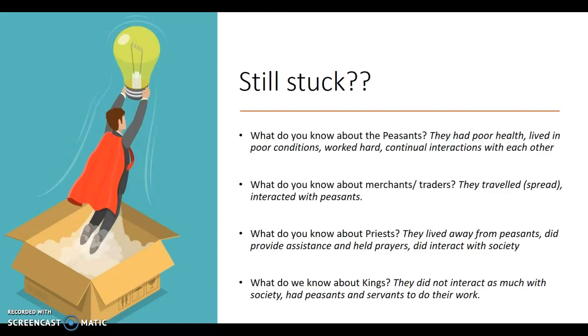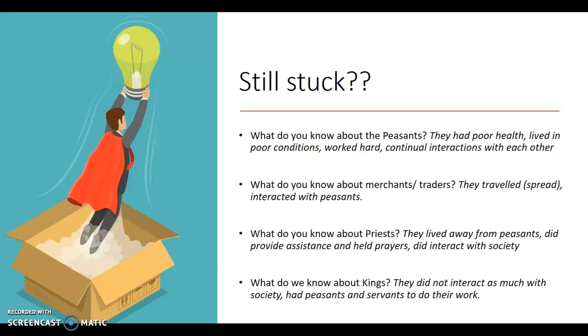What do we know about the church? Well, they didn't live with the peasants. They lived in the church, so there was some isolation. But they also provided assistance. They provided burial rites. They held mass. They tried to cure the sick. And in that way, they did interact with society.